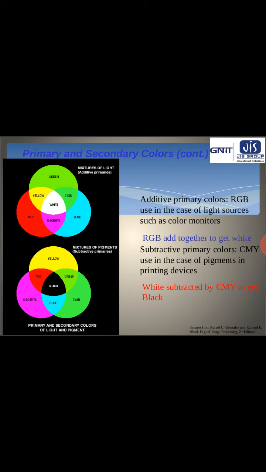Now if we see the mixture of pigments, here we will consider yellow, magenta and cyan. The combination of yellow and magenta will give us red, the combination of yellow and cyan will give us green, and the combination of magenta and cyan will give us blue. So the primary and secondary colors of light and pigment have been given in the form of two diagrams. From this it is very clear to have an idea about the RGB color model as well as the CMY color model.